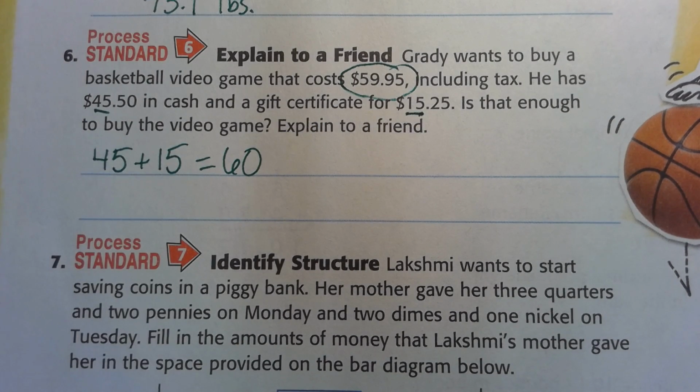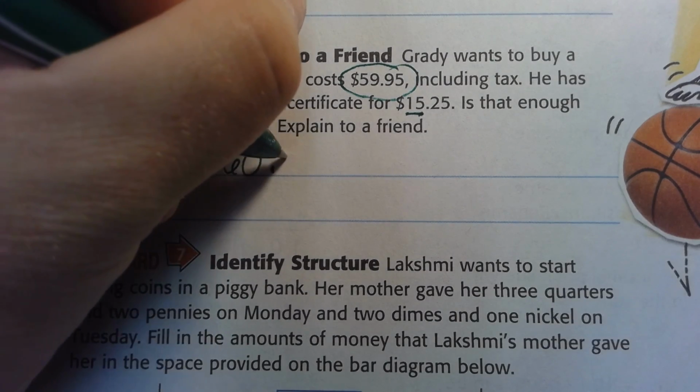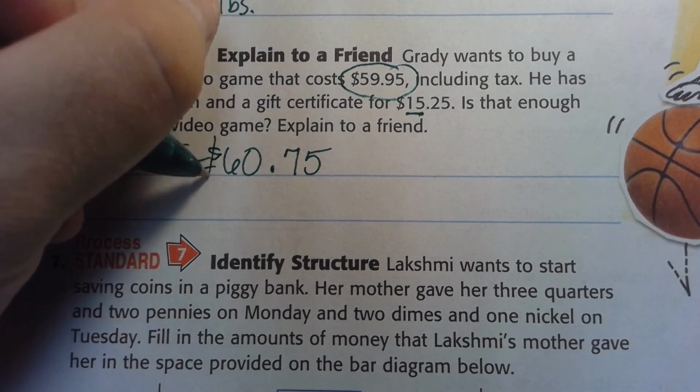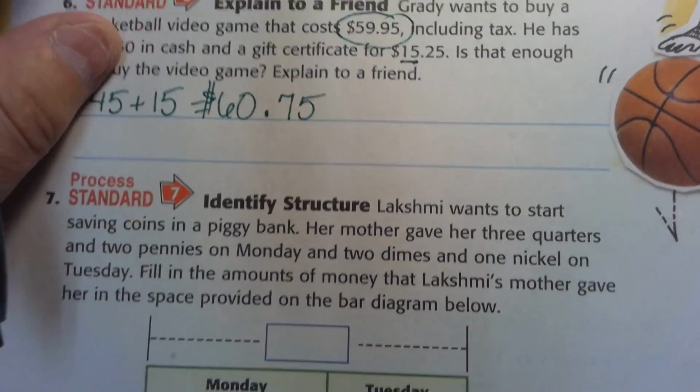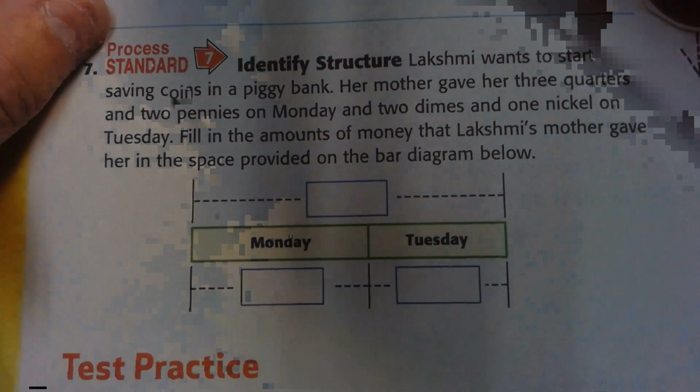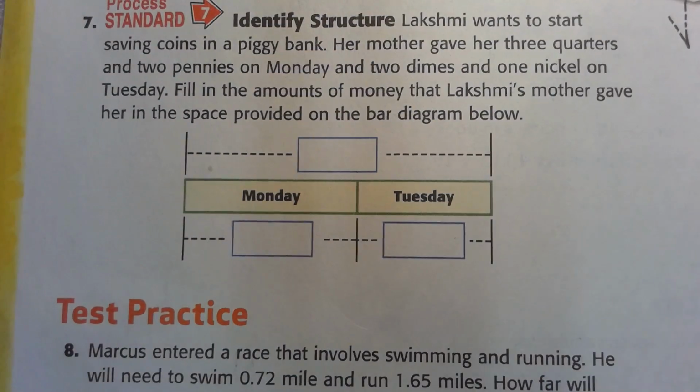Okay. We didn't really need to look at the cents in order to know. Exactly. I mean, if you did add the cents, what's 50 cents plus 25? 75. So really the full answer is $60.75. So yeah, he has more than enough to buy it, right? We have money left over. A few dollars, you might be able to buy some candy or something.